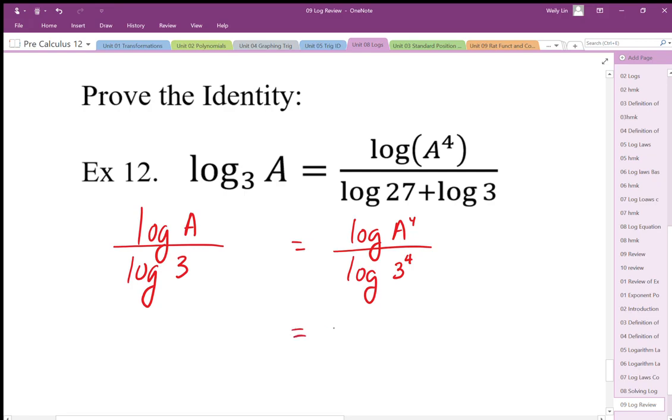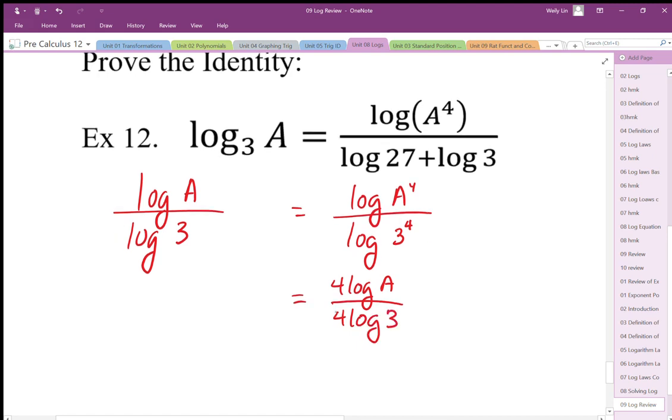I'm going to do this using my log property. Log, the power 4 comes outside on both numerator and denominator. So these are on the outside now, so I can divide. On the inside I can't divide. On the outside of the log I can divide. So there it is. There's my proof. Left side equals right side.